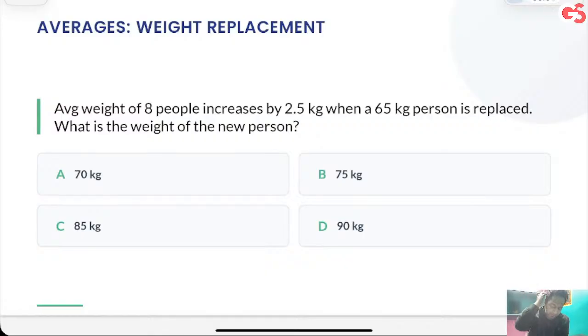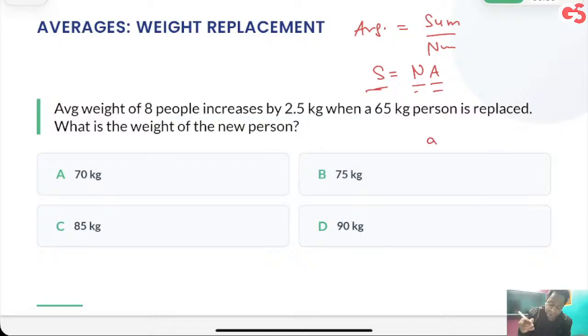Okay. So as we know, average is equal to sum of the observations upon the number of the observations. So sum is basically n multiplied by A, where A is the average, n is the number of people, observations, data elements, etc. S is the sum. Now, earlier, we don't know what the sum was, and we don't know what the average was. So let me assume the average was A, and 8 people were there. The sum was 8A.